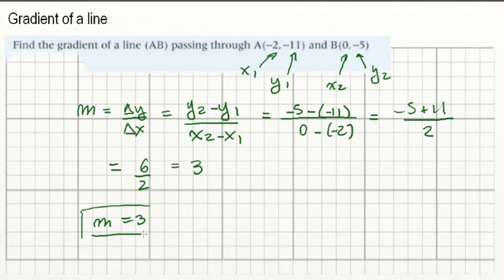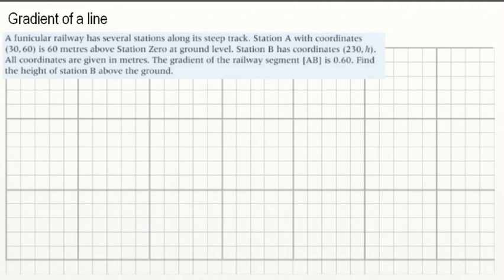So that gradient is positive, so it's going up, and yes, it's steeper than the previous examples that I've shown you so far. This is the last example I'm going to show you today, and let's read it together. A funicular railway has several stations along its steep track. Station A, with coordinates 30 and 60, is 60 meters above station 0 at ground level. Station B has coordinates 230 and h. All coordinates are given in meters. The gradient of the railway is 0.6. Find the height of station B above the ground.